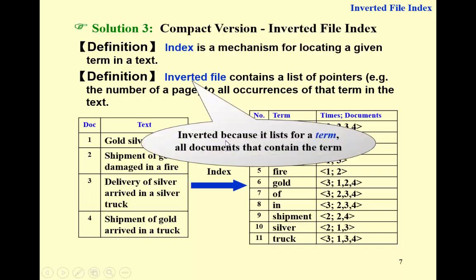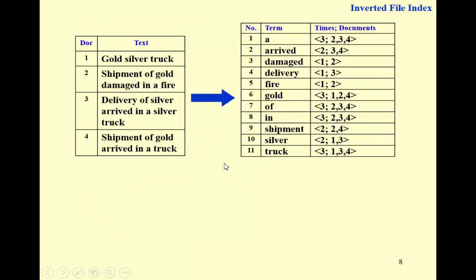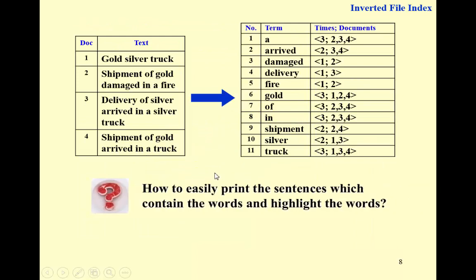It's called inverted because it lists for a term all the documents that contain that term. Okay, a normal file is a list of documents like this. For each document, we can maintain a list of terms it contained. Inverted file contains the linked lists for all the terms. So that's why it's called inverted. Okay, now here's my question 1.